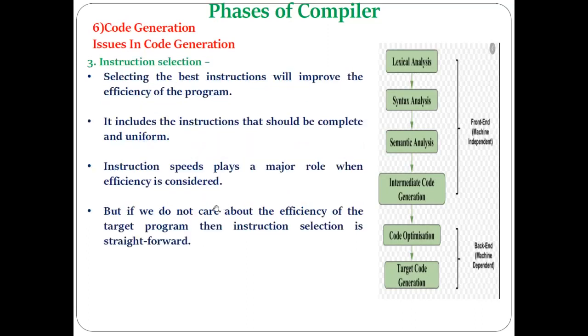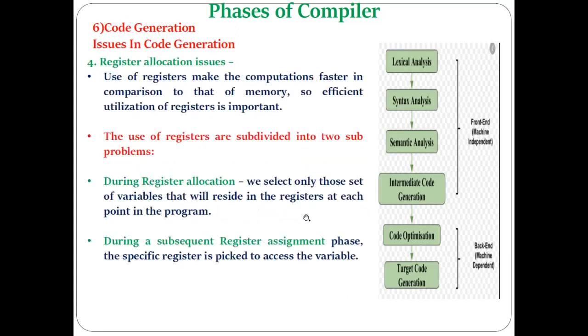Third issue is the selection of the instruction. For each intermediate code instruction, which machine code instruction will be selected, and how this selection should be done so that an efficient target program can be produced. So third issue is related with the selection of the machine instruction for each intermediate code instruction.